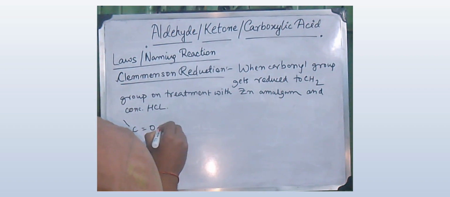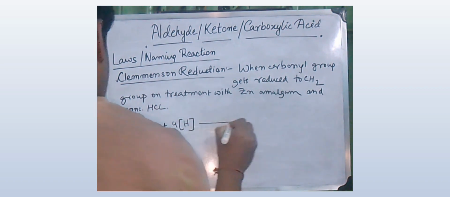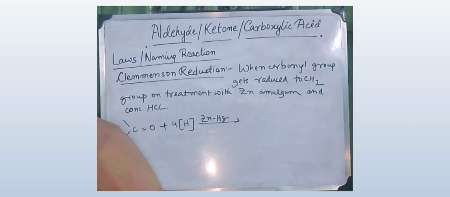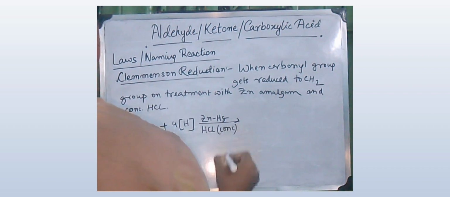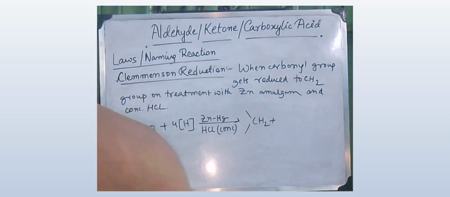So if we take an example, the carbonyl group when treated with 4 nascent hydrogen, using zinc amalgam and concentrated HCl, gives CH2 group plus water as a byproduct.